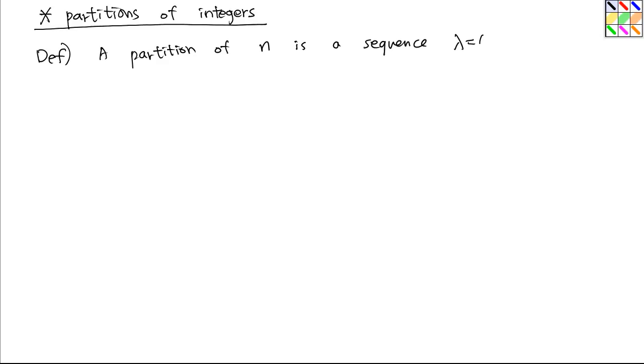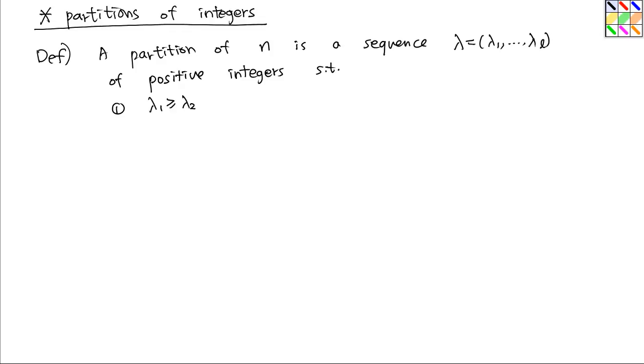lambda 1 up to say lambda l, a sequence of positive integers satisfying the following conditions. First, they are weakly decreasing: lambda 1 is greater than or equal to lambda 2 greater than or equal to lambda l. It's a weakly decreasing sequence.